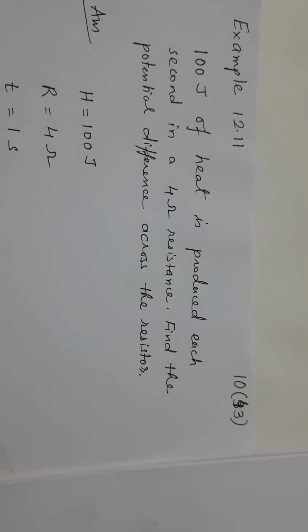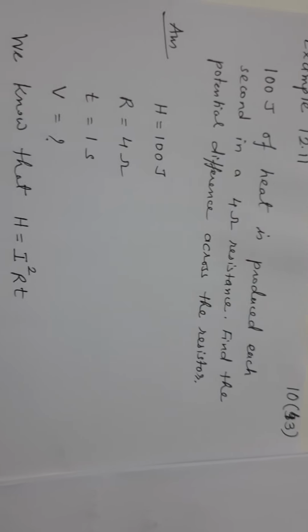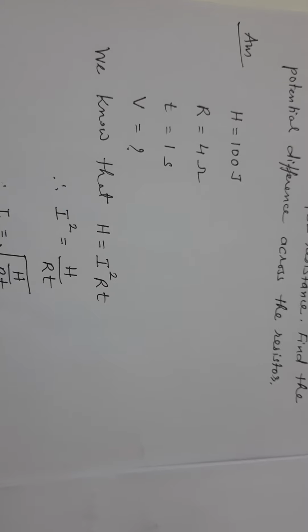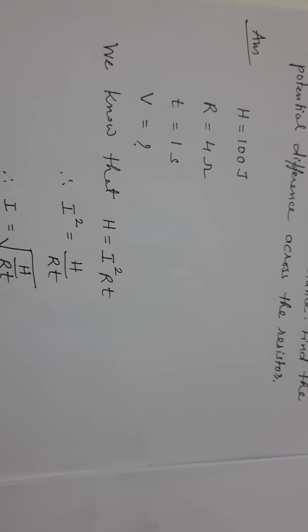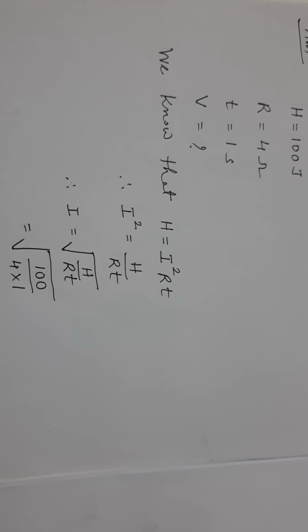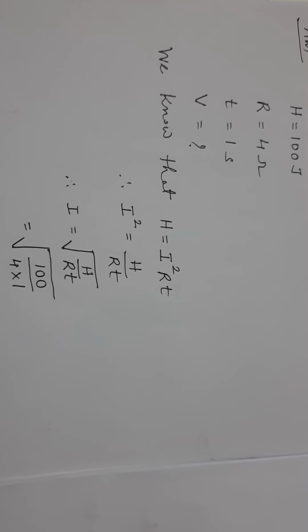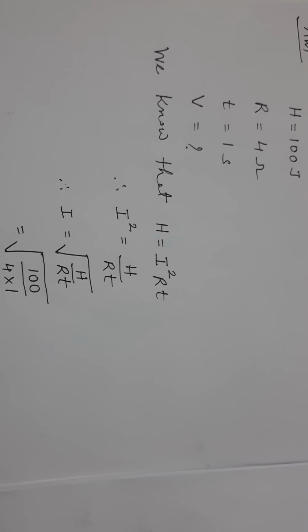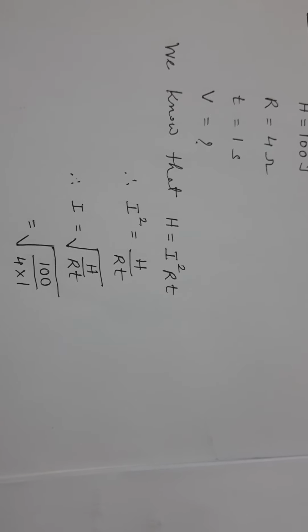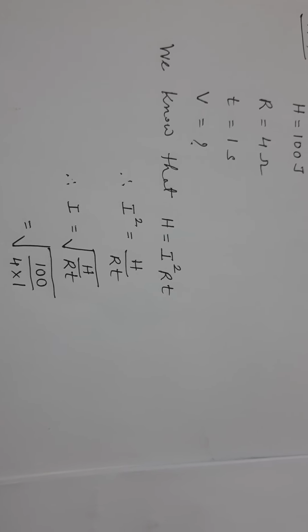H is equal to 100 joule. R is given 4 ohm and time is given 1 second. We know the formula H is equal to I square RT, because we want to calculate current. So H is equal to I square RT, so I square will be H upon RT. So I will be under root H upon RT.